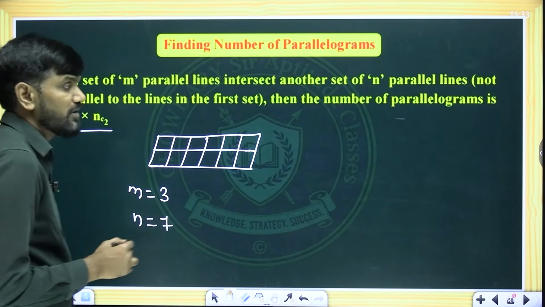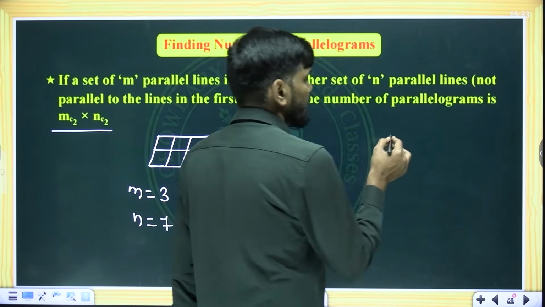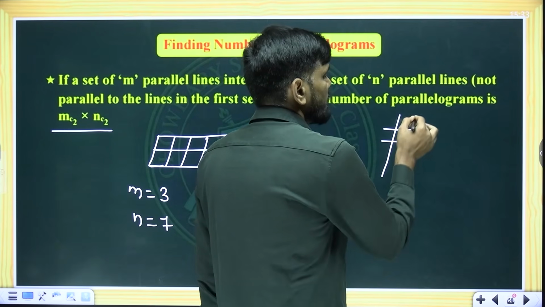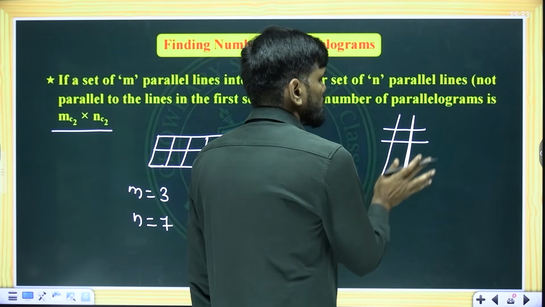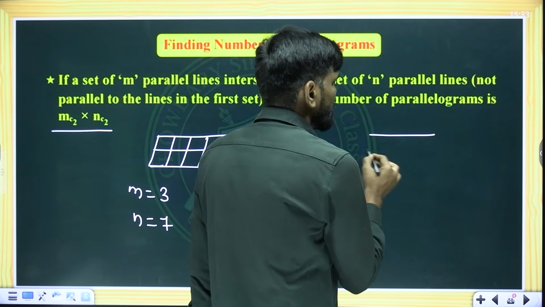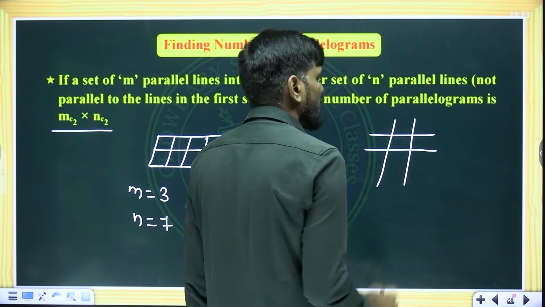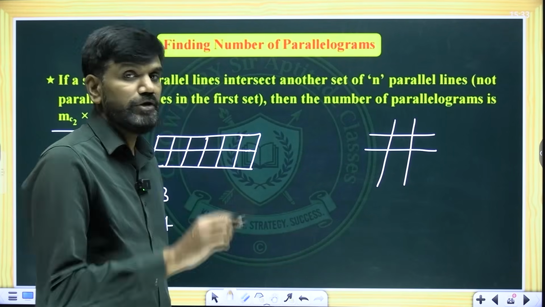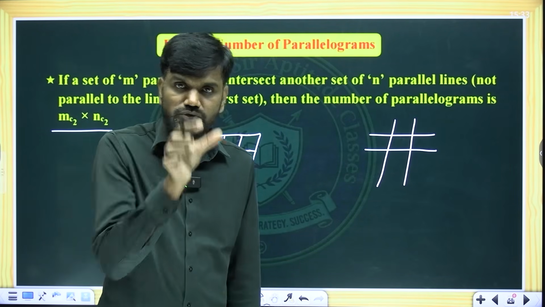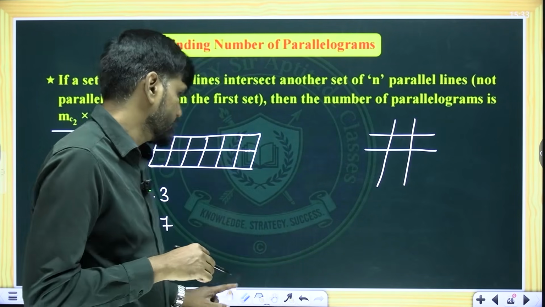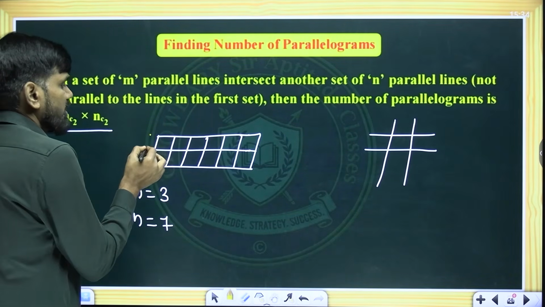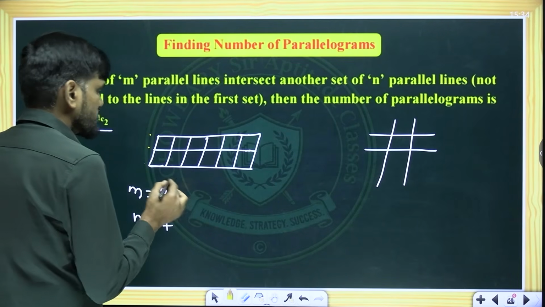Total number of parallelograms. For you to form a parallelogram, you need 2 horizontal lines, you need 2 vertical lines, will lead to a parallelogram. So 2 horizontal lines combined with 2 vertical lines will form a parallelogram. So to form a parallelogram, you need to choose 2 horizontal lines, you need to choose 2 vertical lines. Now going ahead. So out of these 3 horizontal lines you are having, you can choose 2 in how many ways?